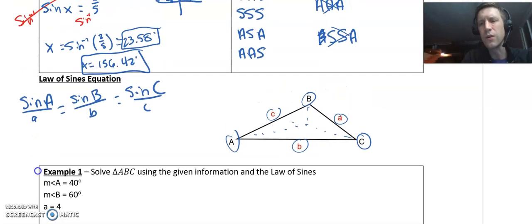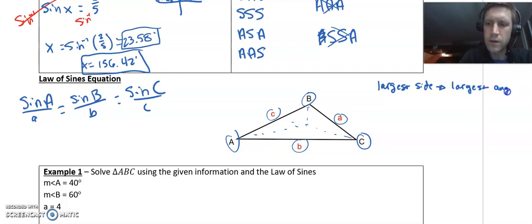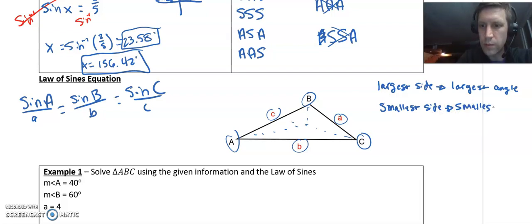A couple other things to note that'll help us out. Your largest side is always across from the largest angle. So in the course of solving these problems, if your largest side is across from your smallest angle, then you did something wrong. The smallest side is going to be across from the smallest angle, and same with the middle one. The middle side will be across from the middle angle. Middle in size is what I'm talking about.